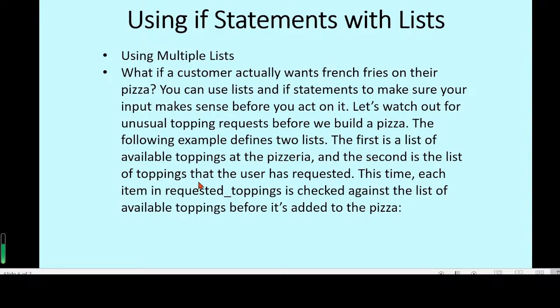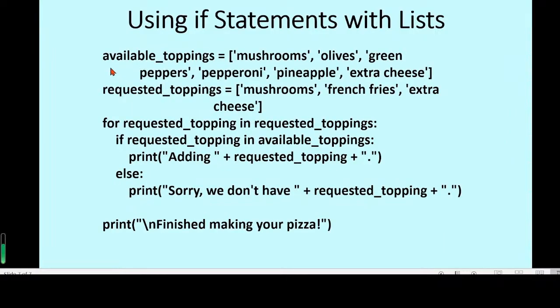The first is a list of available toppings at the pizzeria, and the second is the list of toppings that the user has requested. And this time, each item in request toppings is checked against the list of available toppings before it's added to the pizza. So the code will look like this. Available toppings is a list created, and request toppings is another list created for the requested toppings from the customer. Then we will write a for loop.